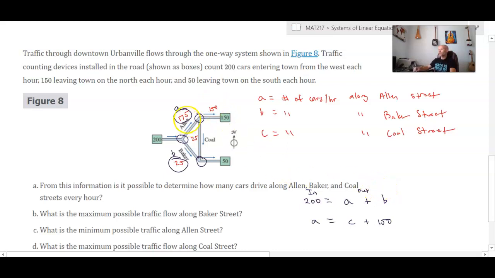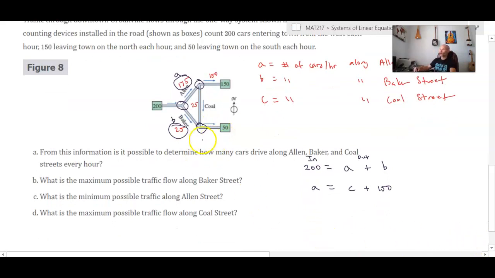So another way of thinking about this is if you take A and you subtract away C, you should get 150. And that would be true if you subtracted C to the other side on this equation as well. Now we have one more intersection to deal with. Again, the number of cars coming into that intersection, which in this case would be the 25 plus the 25, or B plus C. You have B plus C cars coming in per hour, and then you have 50 leaving that intersection, and those are the ones going into Urbanville. Now, from the appearance of things, we have these one-way streets. And that really covers our bases.